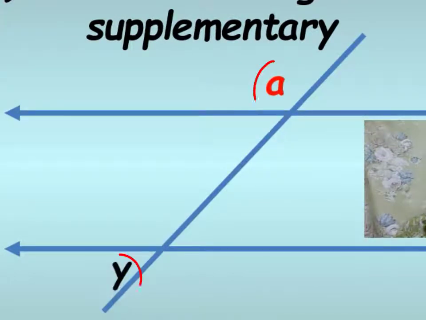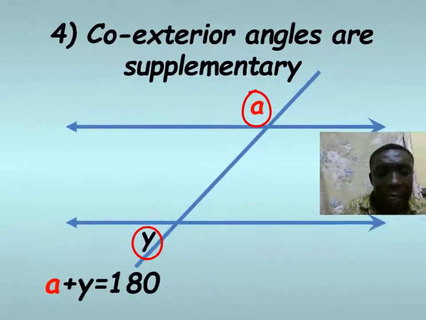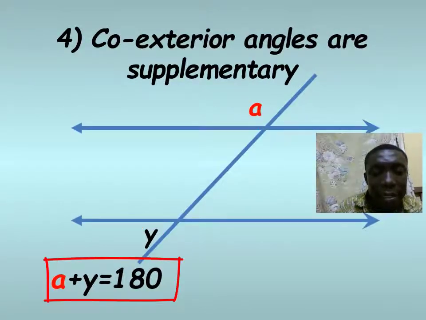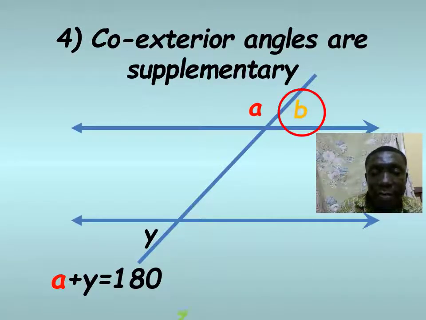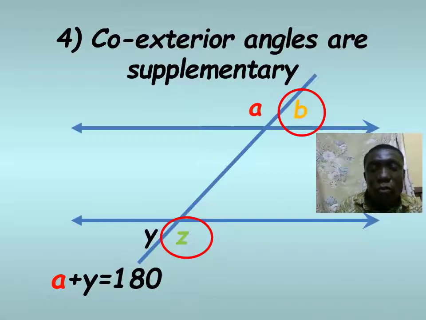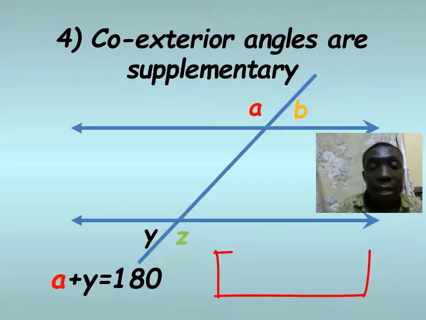Angle A and angle Y are in more or less opposite positions. Take note of where they are so that you'll always be able to identify co-exterior angles, which is angle A plus angle Y equal to 180 degrees. Then angle B plus angle Z, when you add them, you get 180 degrees.